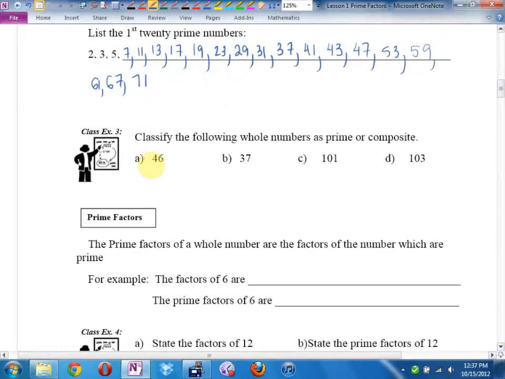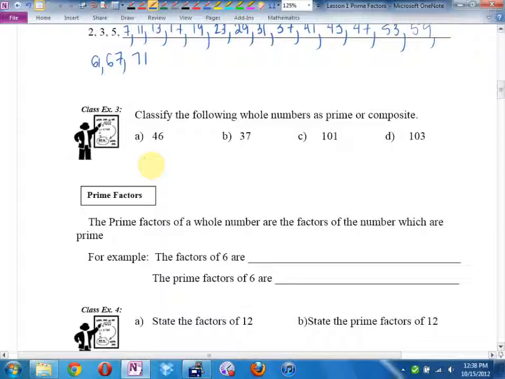So, example 3 says, classify the following whole numbers as either prime or composite. How about let's use P for prime, C for composite. 46, is 46 an even number? Then it's composite. 2 times 23, at least that works. Maybe more. 37, prime.